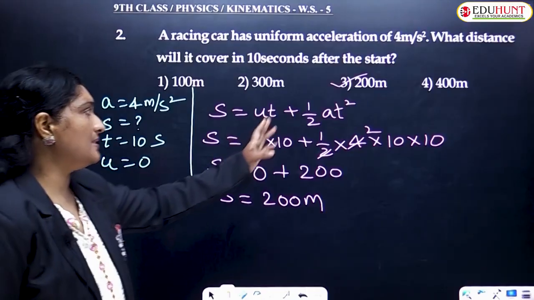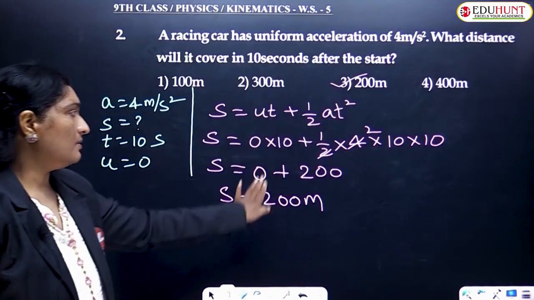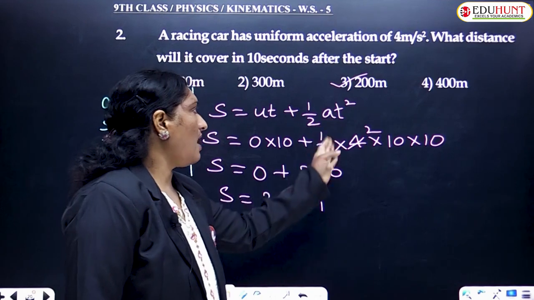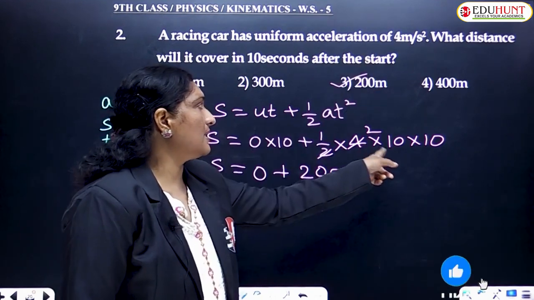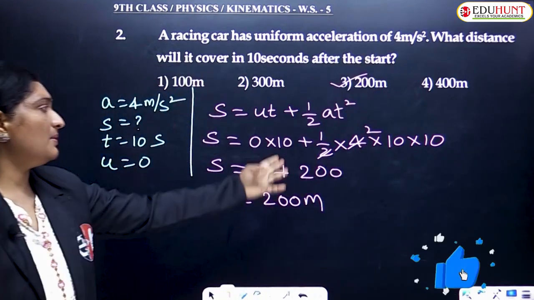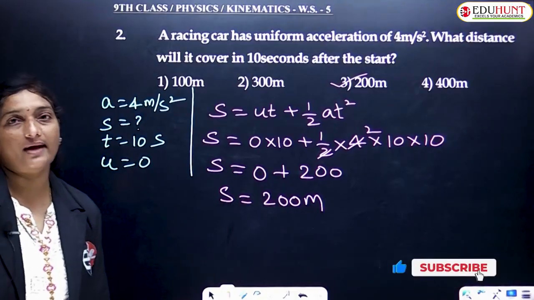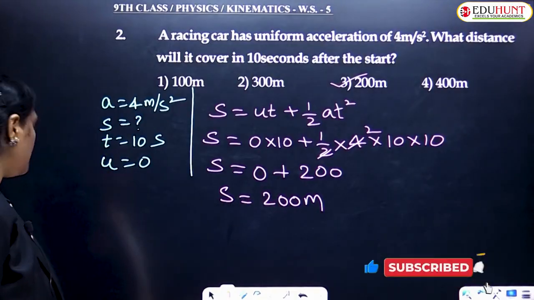S = ut + ½at². u is 0, the first term goes off, and the second term is half into acceleration, which was 4 meter per second square, into 10 into 10. For the simplification, you will be getting the answer as 200 meters. Moving to the next question.